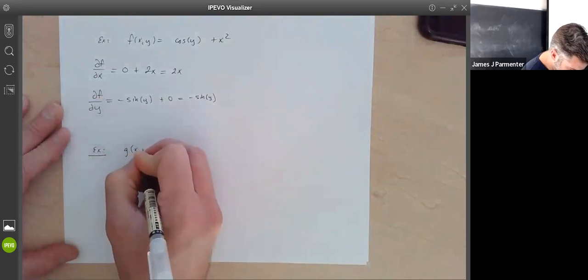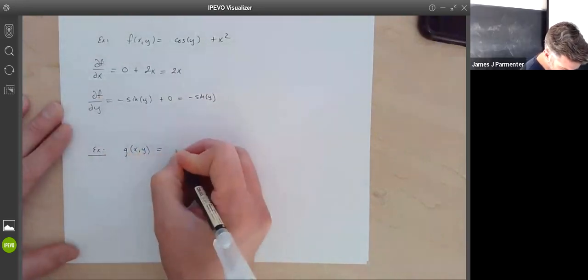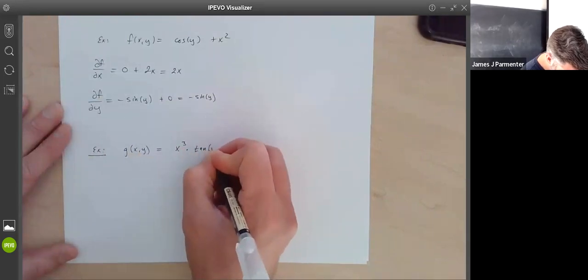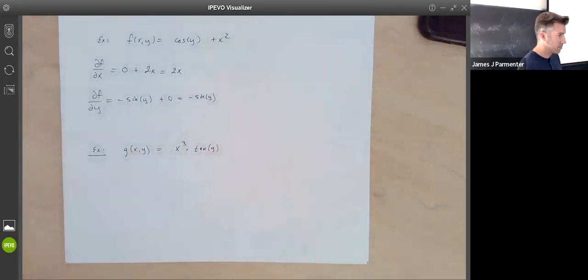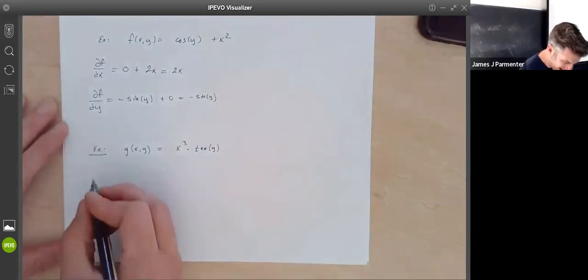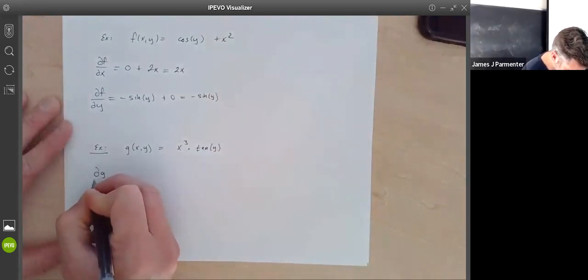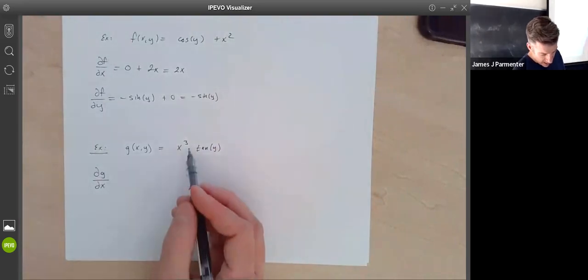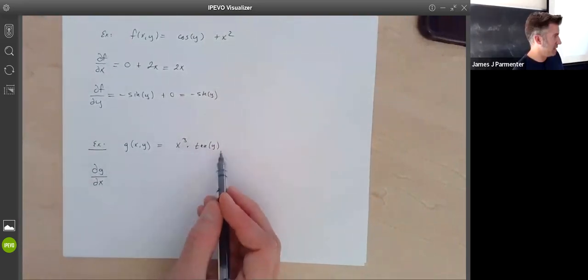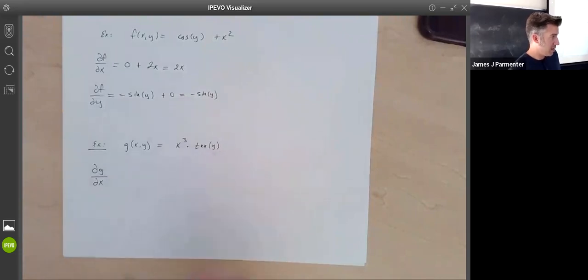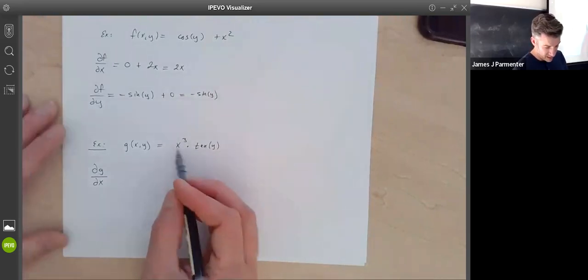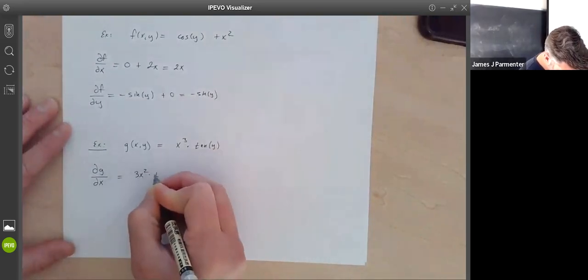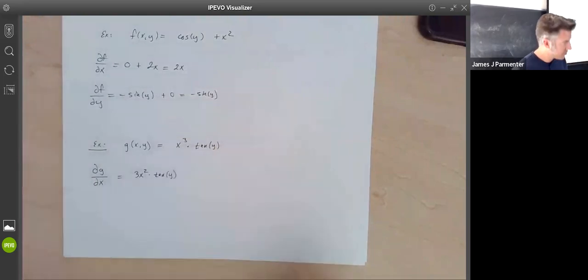Or we could look at the function g of x y equal to x cubed times tangent of y. Now if I take the partial of g with respect to x, I have x cubed times a constant. Constant multiples hang out. So the derivative is going to be 3x squared times that constant.